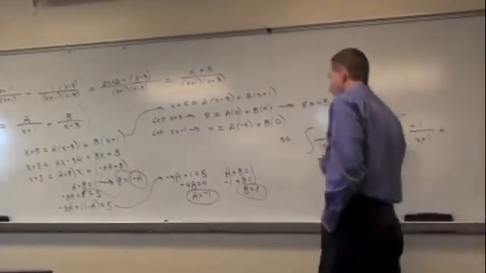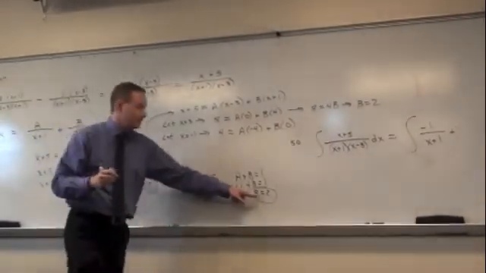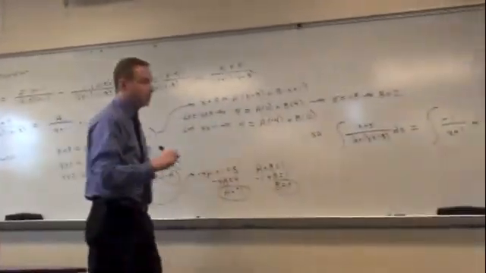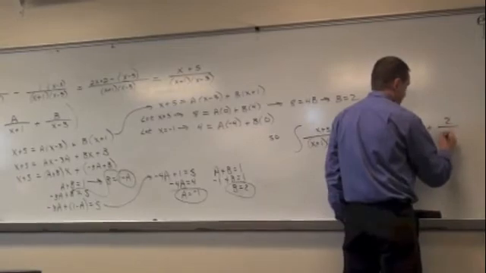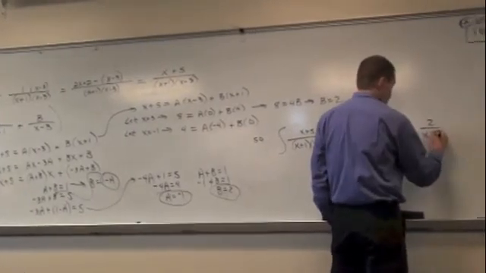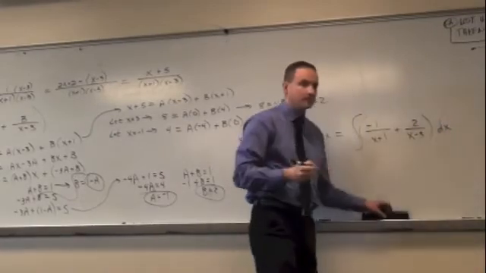Plus b over x minus 3, where b is 2. And of course, we already knew what a and b were up here as well. They're just working the problem in reverse. So I'll say plus b, 2 over x minus 3. We're integrating all of that with respect to x.